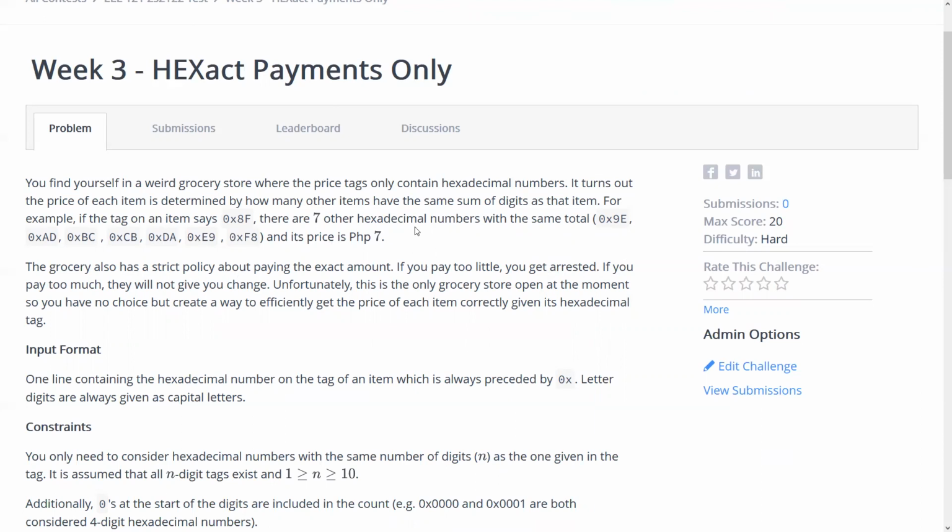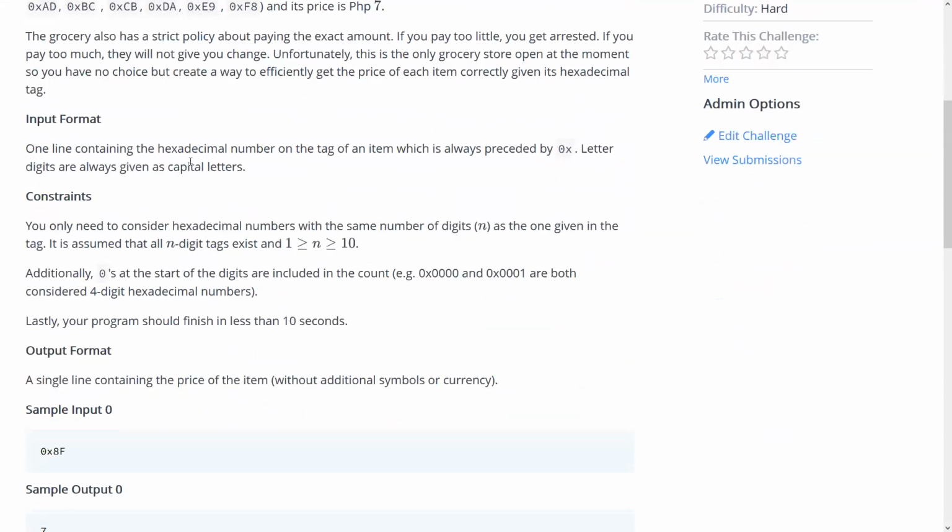So we are forced to come up with a way to calculate the price of an item given yung kanyang hexadecimal tag. So yung input natin is just one line, yung hexadecimal number on the tag of the item. And it's always preceded by 0x to indicate na hexadecimal yung format niya. So kunwari, input 0x8F. So isang line lang siya. And then yun, ang letter digits natin, yung A, B, C, D, E, F are always given as capital letters.